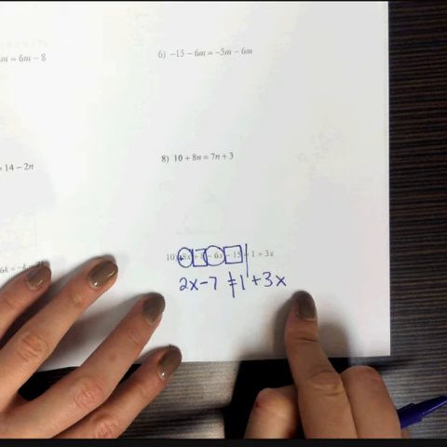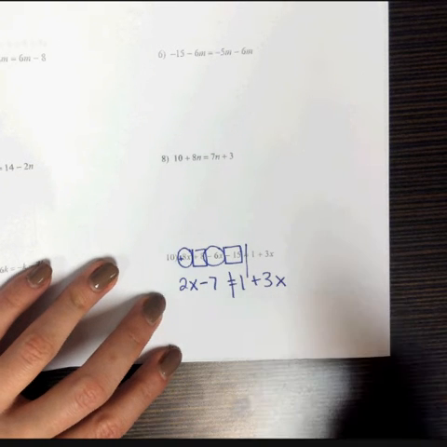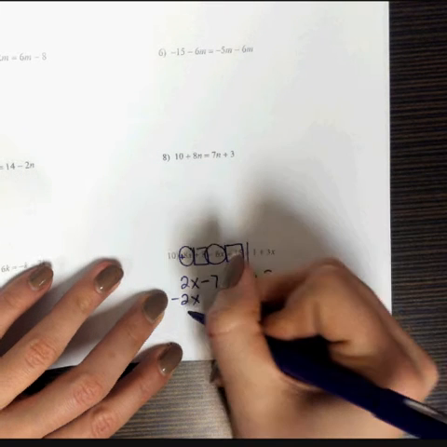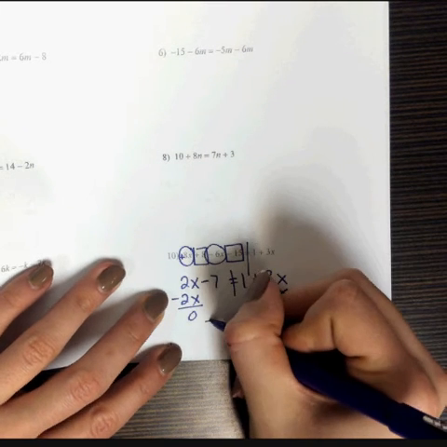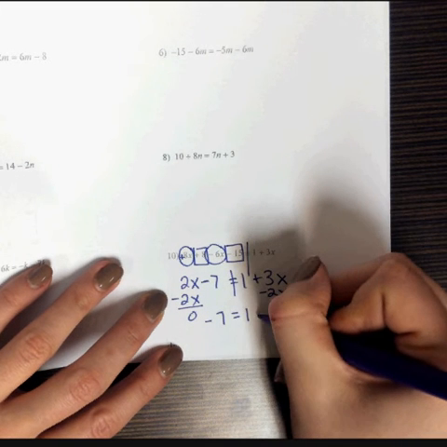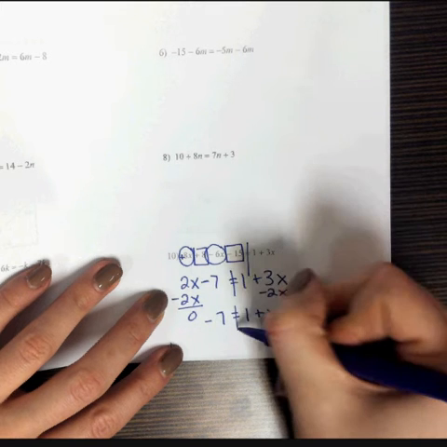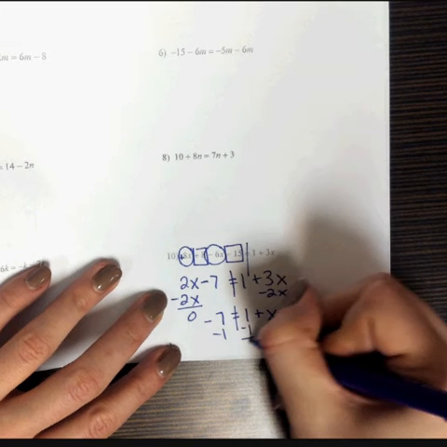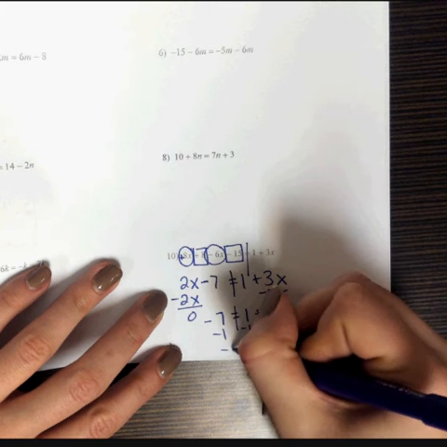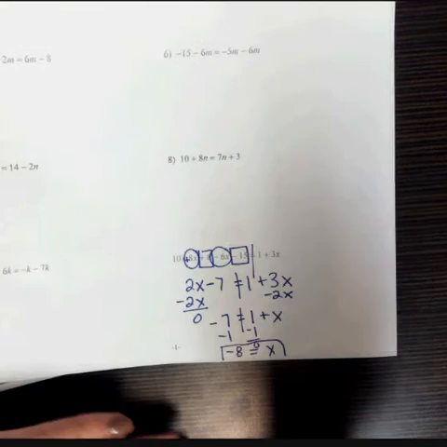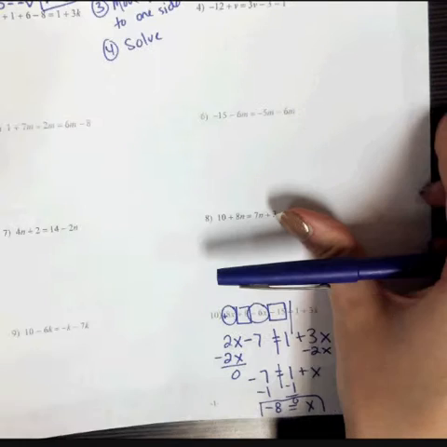So now I have variables on both sides. I'm just going to do minus 2x to both sides. I'm left with negative 7 equals 1 plus x. To isolate the variable, I'm going to subtract 1 from both sides. X equals negative 8. So that's how you do those.